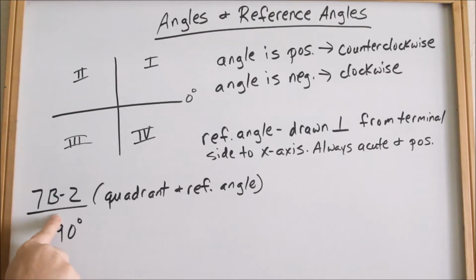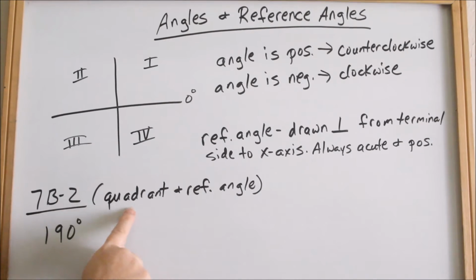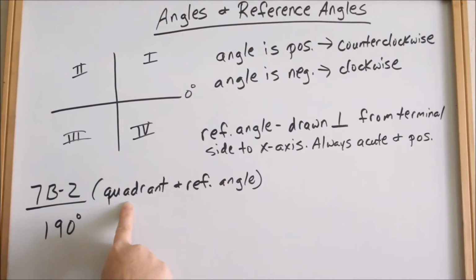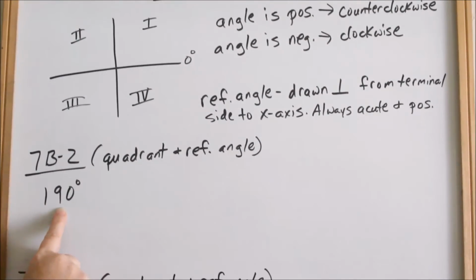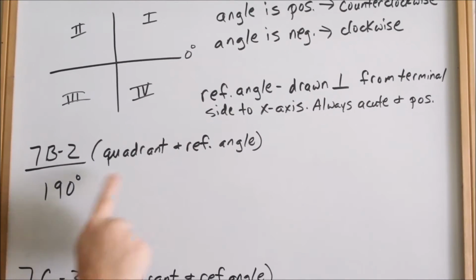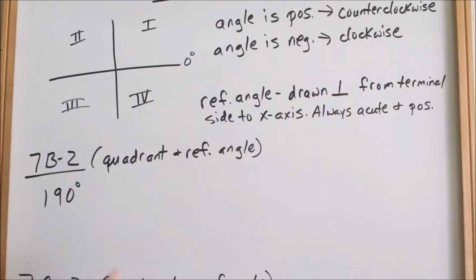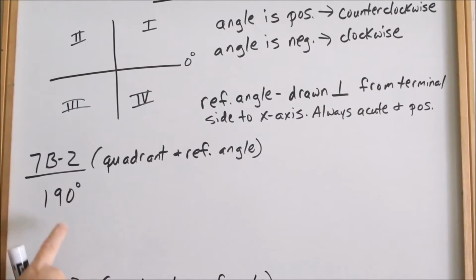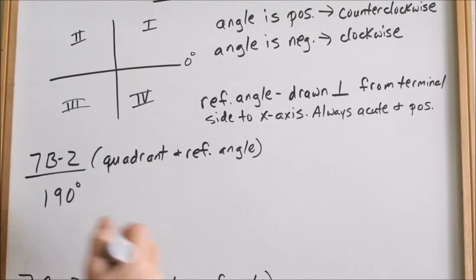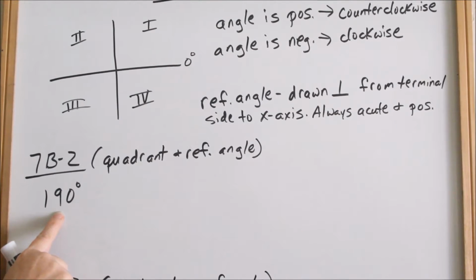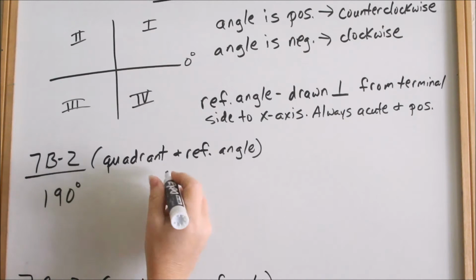Okay, let's look at 7b2. They're asking what quadrant this is in if you draw the terminal side. In other words, where does this stop? And they want to know the reference angle. We'll talk about the reference angle in just a minute. I always recommend drawing it. So first off, this is a positive. When there's no sign in front of it, it's always assumed to be positive. So since it's a positive angle, we rotate in the counterclockwise direction.